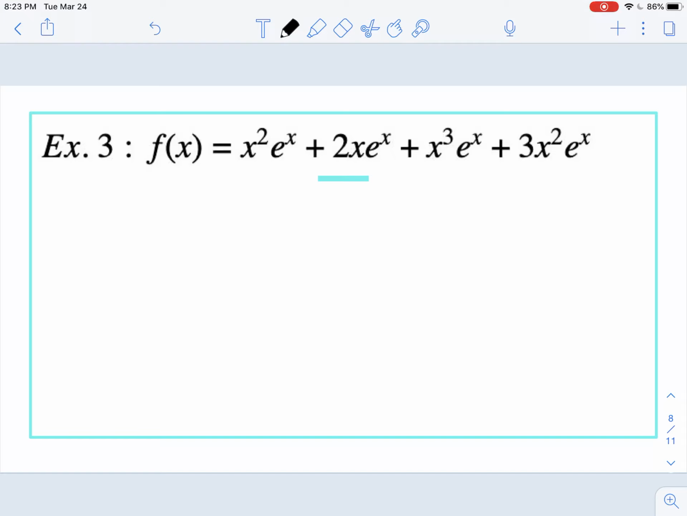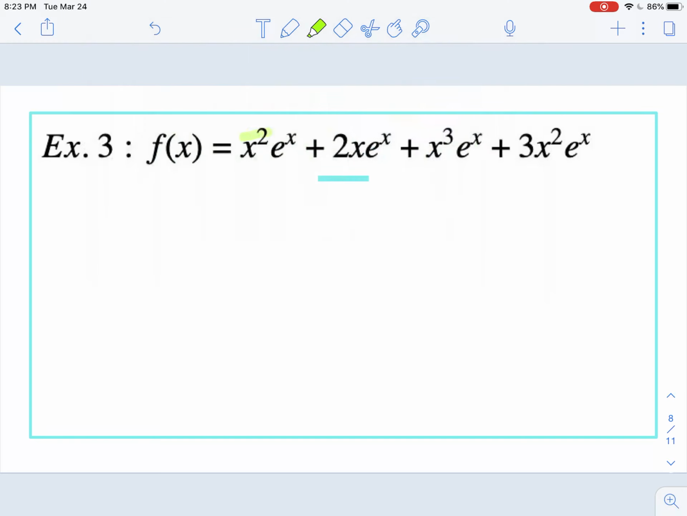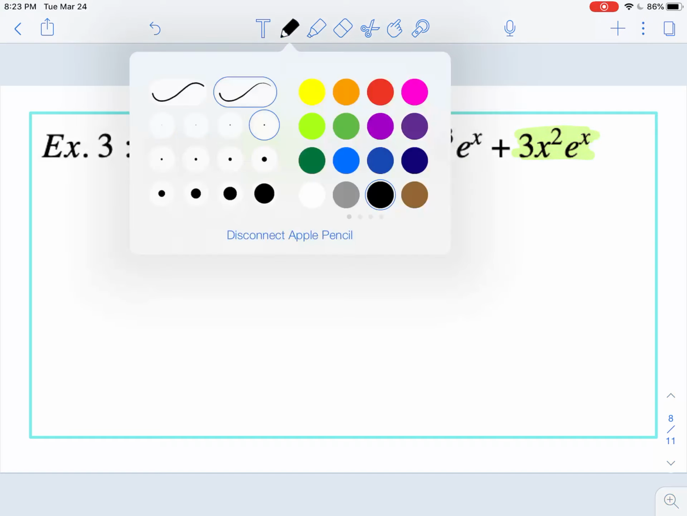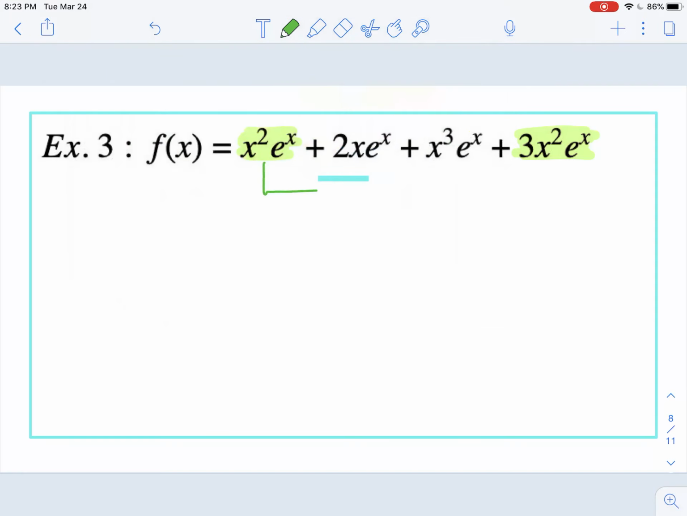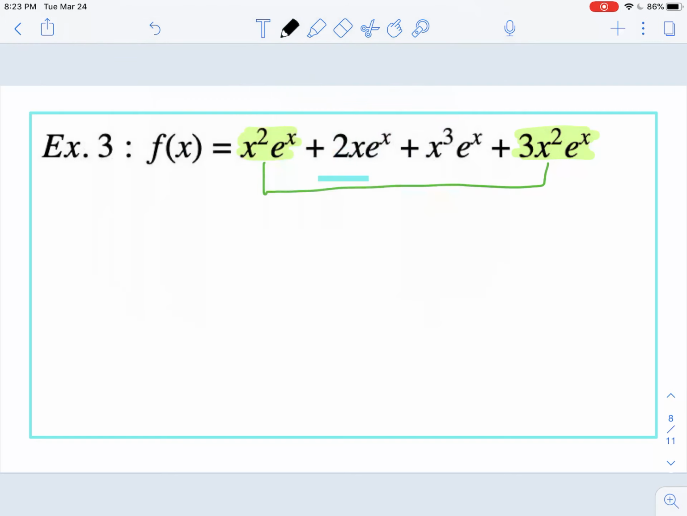All right, let's take a look at one last example here. This one is pretty long and messy, but whenever I look at these functions, I do like to see if there are any like terms that I can combine right off the bat. And I notice that this first term has x squared e to the x, but this last term has 3 x squared e to the x. So I can actually combine those together. And I'm going to take the moment to rewrite my equation.